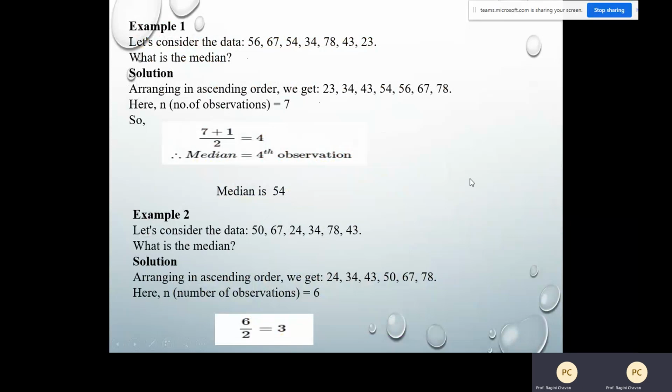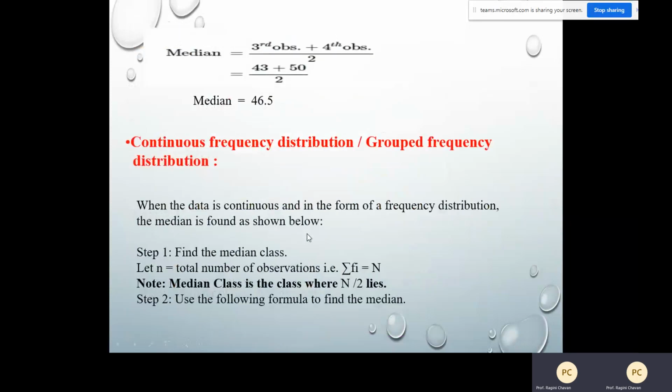Next example, in which the number of observations is even. In that case, we have to find the n by 2 and n by 2 plus 1th observation. The number of observations is 6. Therefore, n by 2 is 6 by 2, the third observation. So the median will be the third observation plus the fourth observation, that is the n by 2 plus 1th observation, divided by 2.